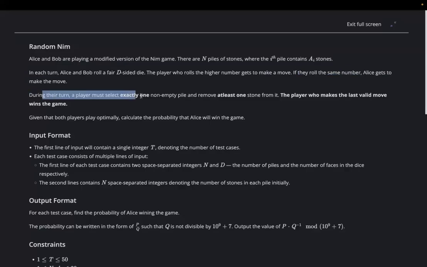During their turn, a player must select exactly one non-empty pile and remove at least one stone from it. Okay, let me repeat it. During their turn, a player must select exactly one non-empty pile and remove at least one stone from it. The player who makes the last valid move wins the game. Given that both players play optimally, calculate the probability that Alice wins the game.